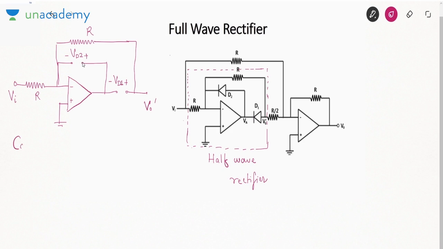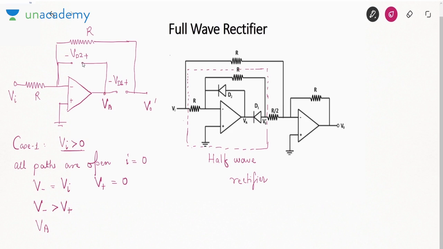So let me take case 1. Case 1 when Vi is greater than 0. Now see one thing, all paths are open. In that case, the current is 0. If the current is 0, the negative terminal voltage is Vi and the positive terminal is grounded. And we are saying Vi is greater than 0. So V negative is greater than V positive. What will be the voltage of this terminal, Va? If the negative terminal voltage is greater than positive, it will be minus Vsat.